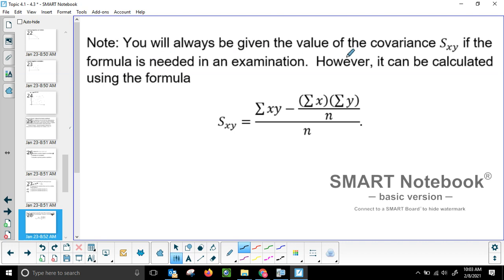As I said here, you will always be given the value of the covariance if the formula is needed on a test. However, it can be calculated using this formula here. This is the sum of the products of each data point, the x-coordinate times the y-coordinate, minus the sum of the x's times the sum of the y's, all divided by n, and then the whole thing divided by n. The only time you would really need to use this is maybe in your IA, if you're trying to look fancy and show some mathematics.